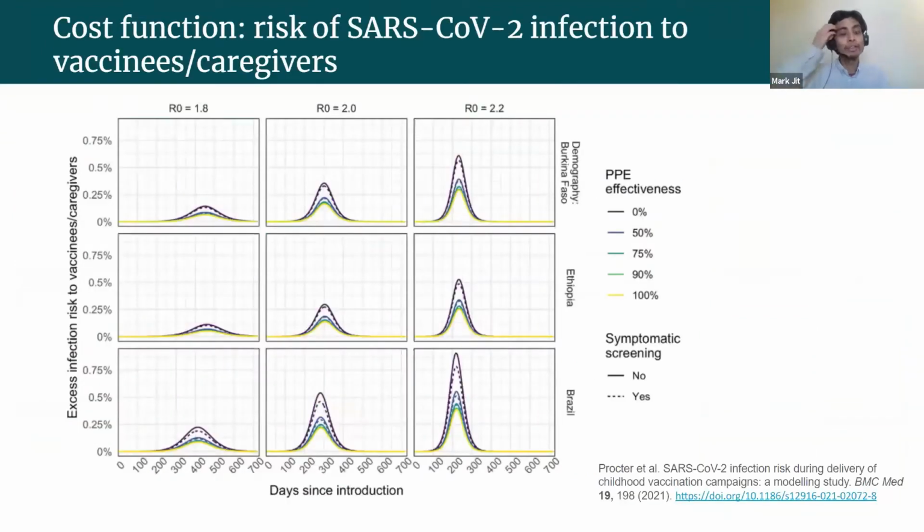If we can go to the next slide, I'll start off by looking at the cost side of the equation. And this is really looking at the risk to vaccinees of SARS-CoV-2 infection, of delivering that during a vaccination campaign. So this is the risk to vaccinees and caregivers. There's another slide I can show showing the risk to vaccinators, which is a lot higher because they have a lot more contacts with vaccinees. Vaccinees only have 1 contact.